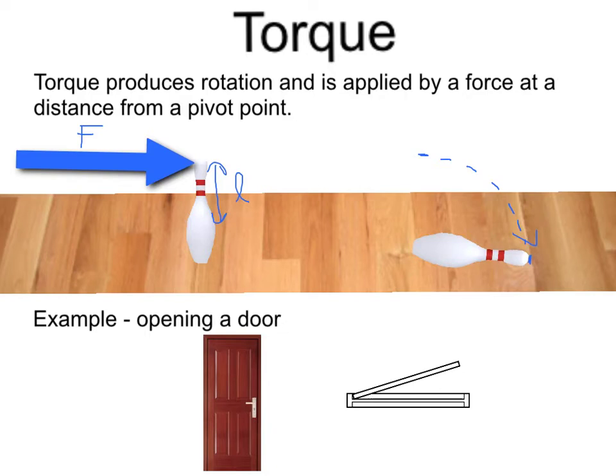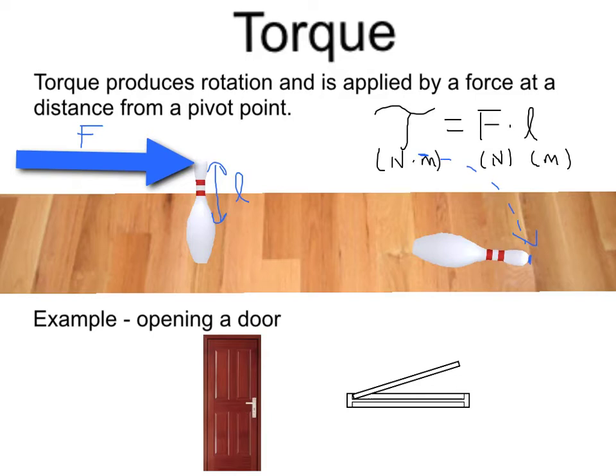We could calculate that torque if we knew the force applied multiplied by the lever arm L. Force is measured in newtons. The lever arm would be measured in meters, and thus the units for torque are newton meters.